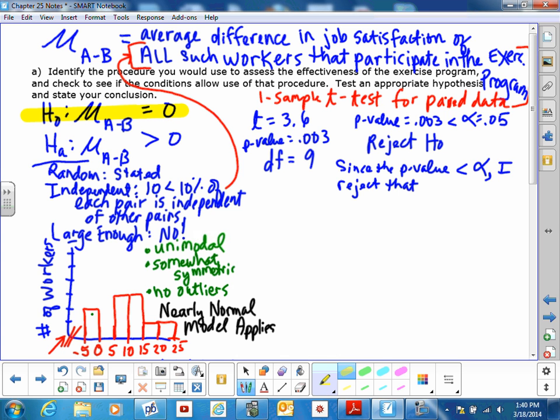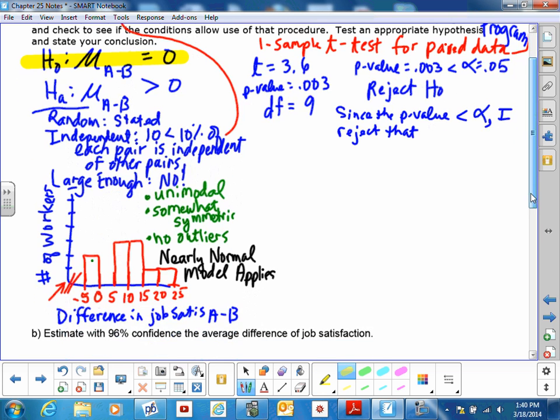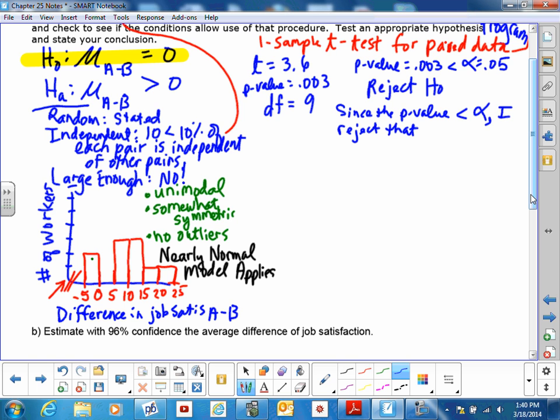Correct. Just state this null hypothesis in words. You're rejecting that, did you say average difference? Okay, and you also could put "true" just to emphasize this is about the population. The true average difference in job satisfaction is 0 of all such employees, whatever.